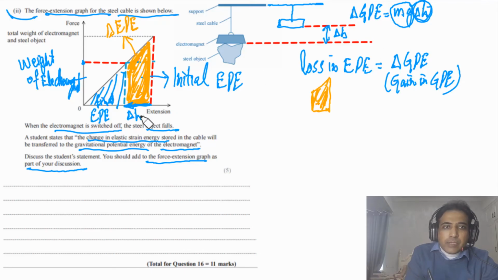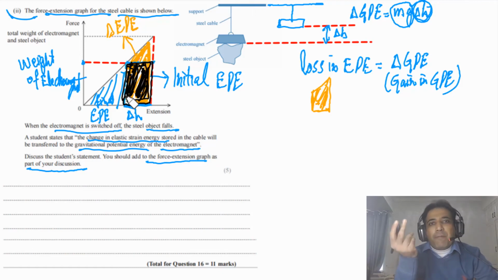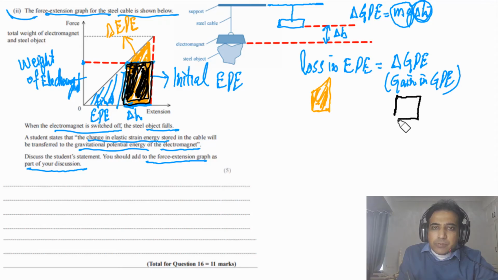Force is constant, we have delta H, so this area, we can use a different color, maybe black color. So this area is the change in GPE, meaning the gain in GPE is this area. So simply we can draw here: this is the gain in GPE.